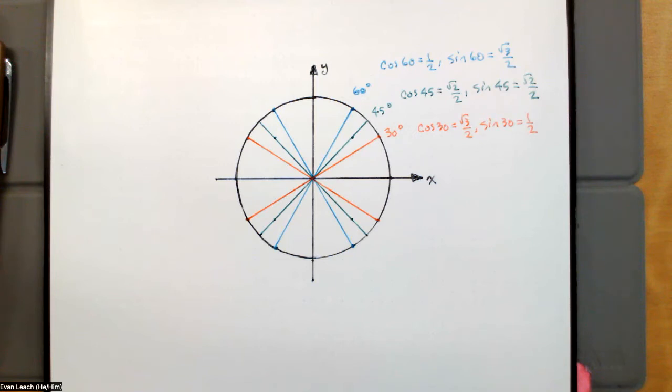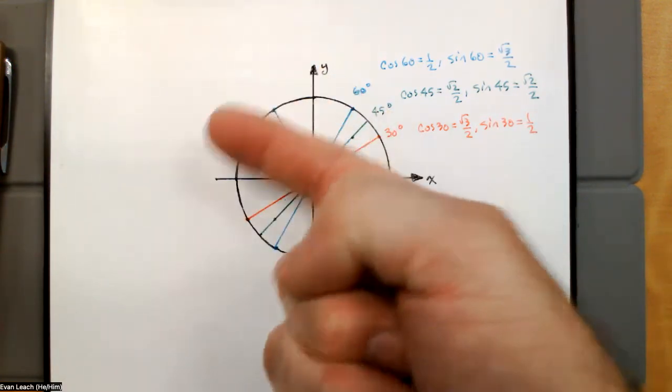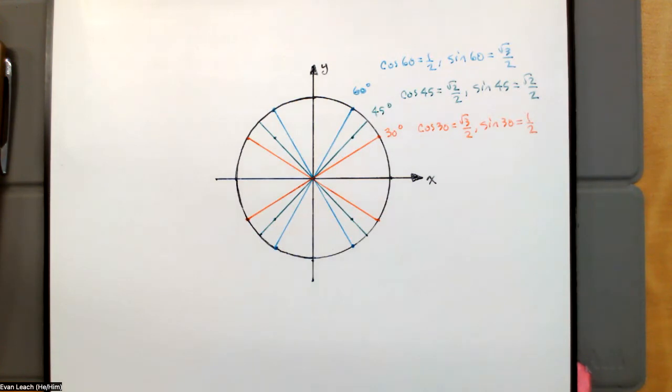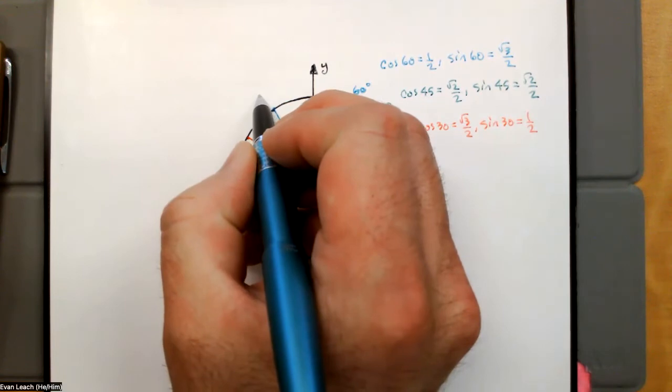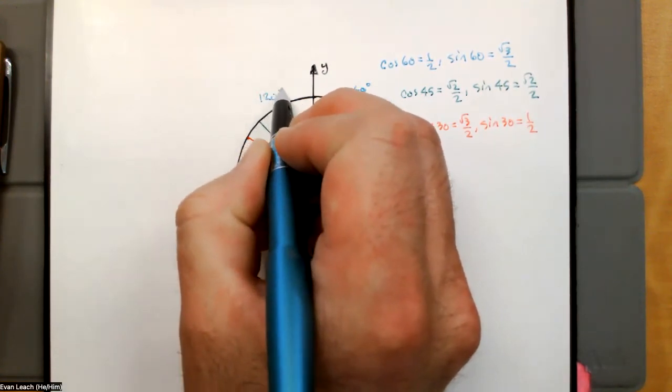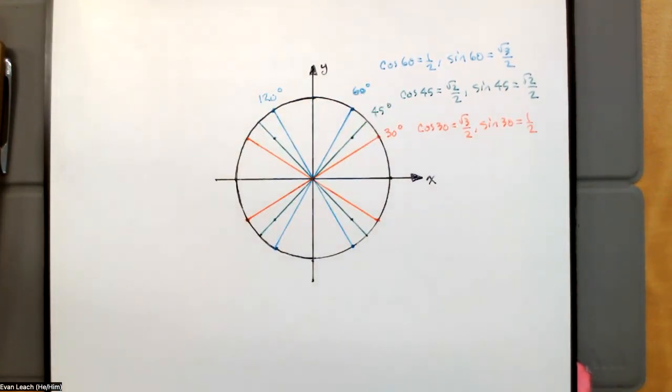Let's go into the second quadrant. That 60-degree angle in the second quadrant is 60 degrees from this terminal side down to the nearest part of the x-axis. So that means it's 120 degrees. That's our 60-degree reference angle in quadrant 2.